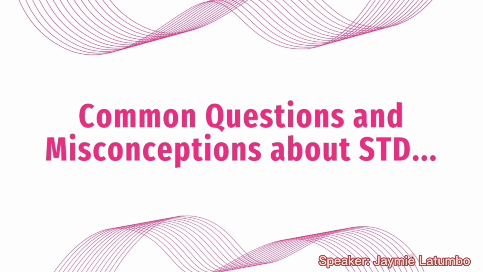So, the first misconception is, I can only have one STI at a time. Unfortunately, it's possible to have 2 or more STIs at the same time. Pwede kang magkaroon ng chlamydia habang meron kang gonorrhea. Pwede kang magkaroon ng HPV habang meron kang herpes. This usually happens kapag meron kang multiple sexual partners, lalo na kung pareho yung merong STI or STD. Yung isa merong chlamydia, yung isa merong gonorrhea. So kapag nakipag-sex ka sa kanila, ay pwede mo makuha pareho yon.